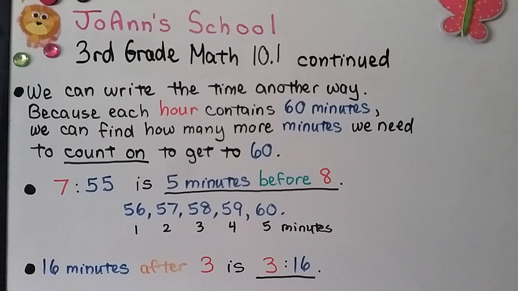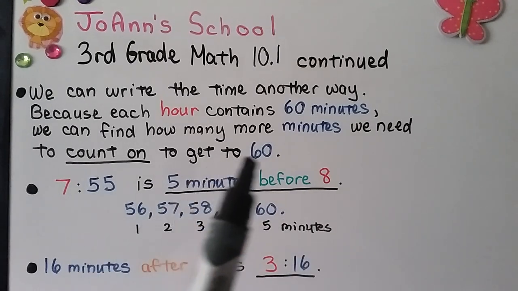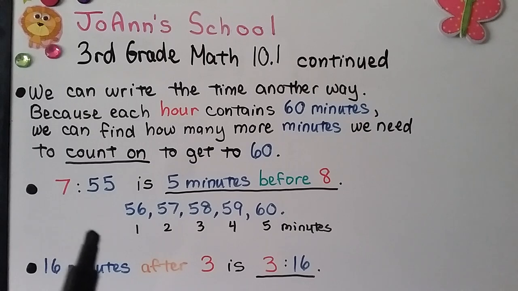So we can write the time another way, because each hour contains 60 minutes, we can find how many more minutes we need to count on to get to 60. If we're at 7:55, it's 5 minutes before 8 o'clock. We need 5 more to get to 60 minutes to make a new hour. And we would count 56, 57, 58, 59, 60. That would be the 5 minutes, so it's 5 minutes before 8. 16 minutes after 3 is 3:16.